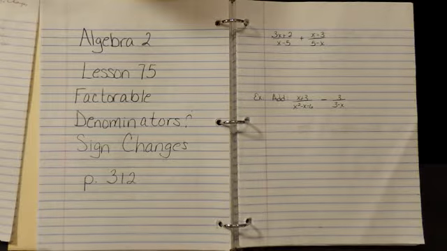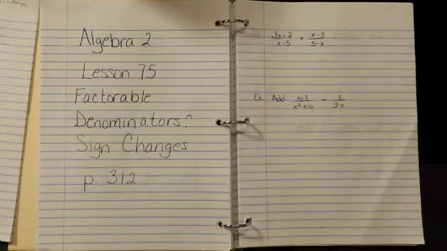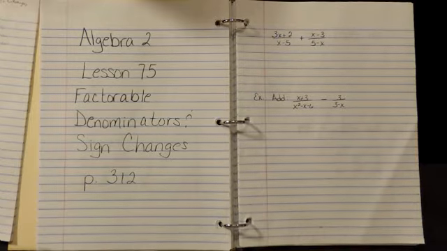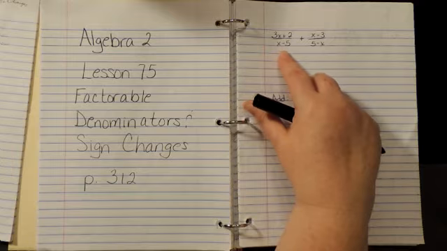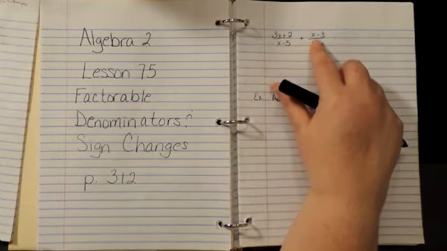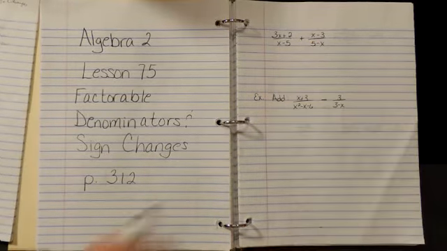A couple of chapters ago, we discussed how the addition of rational expressions can sometimes be facilitated by making sign changes in one or more of the expressions. So here we have 3x plus 2 over x minus 5 plus x minus 3 over 5 minus x.